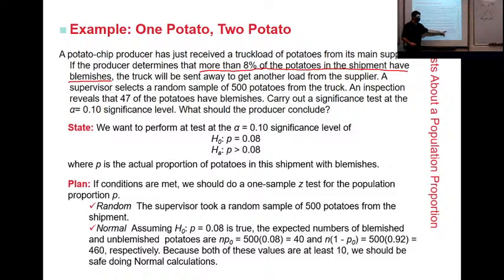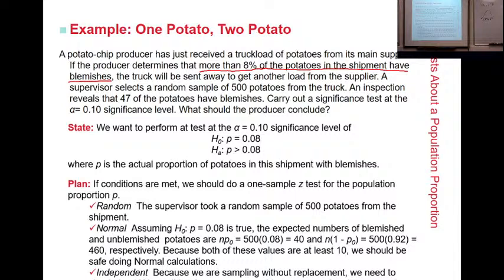That's the part you need to write down. You need to write down n times p naught, n times 1 minus p naught. Write down what they equal. You should write down that they're both at least 10. Since they're both at least 10, then we have our normal condition. Independent, they probably produce a lot of potatoes.